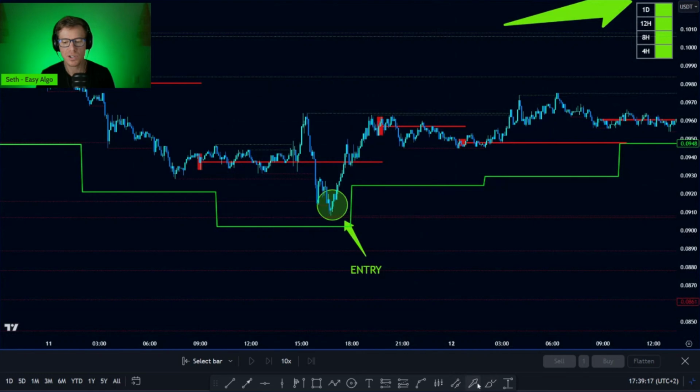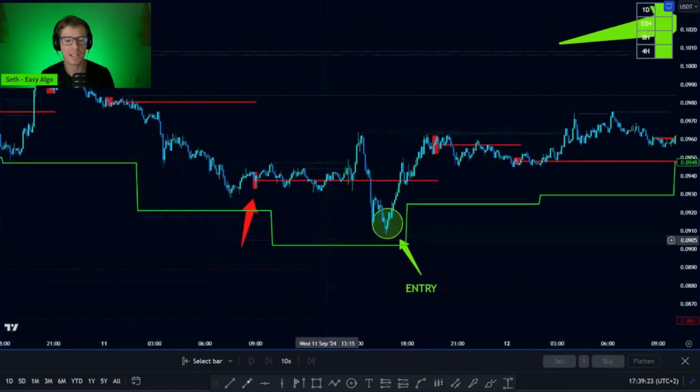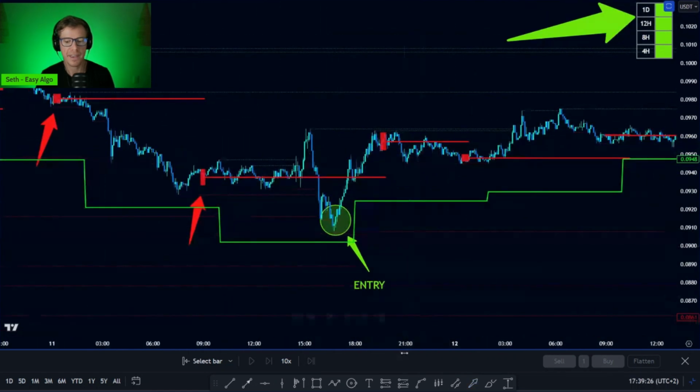So there you go, guys. You can see the master pattern is showing every time we get these red boxes. This is showing us where contraction is starting in the market. You can see we've got a red box over there. We've got a red box over here. And we've got a red box over here.